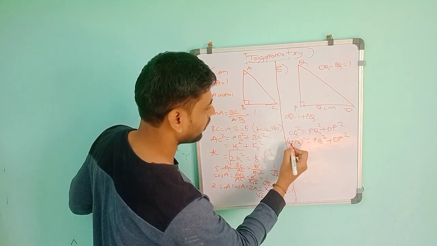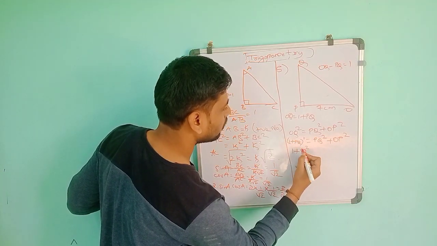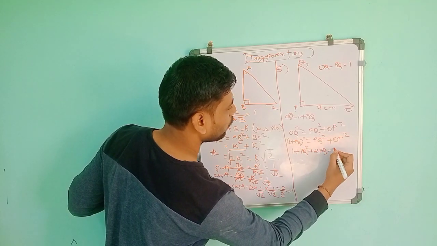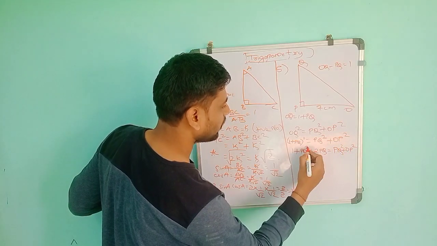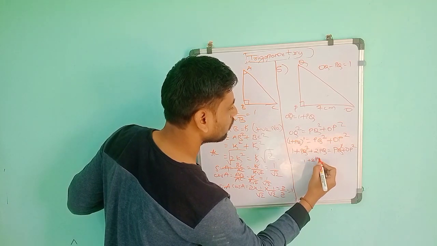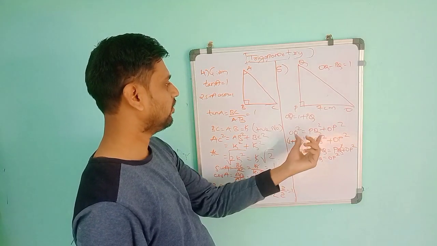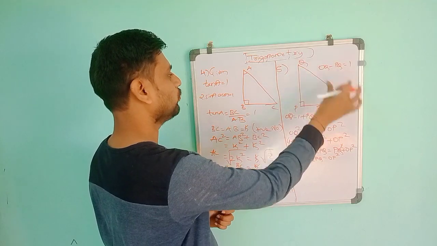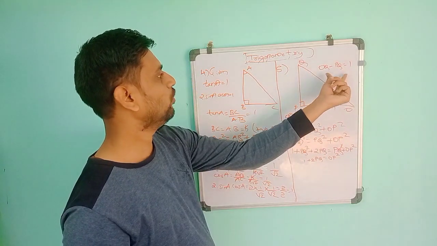From this, if you take A plus B whole square, it will become 1 square plus PQ square plus 2PQ, which is equal to PQ square plus OP square. So this PQ square and this PQ square will get cancelled. Remaining is 1 plus 2PQ is equal to OP square. Why I have done like this: OQ square is hypotenuse, then PQ square plus OP square. We know the value of this one, but we don't know this value.